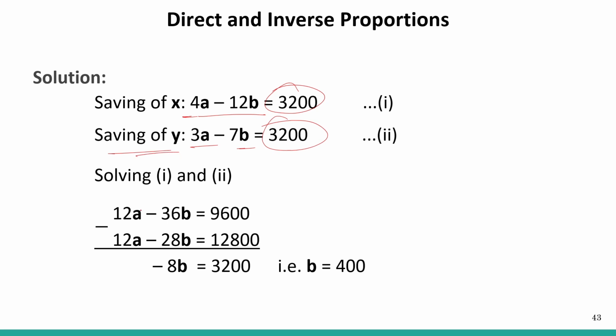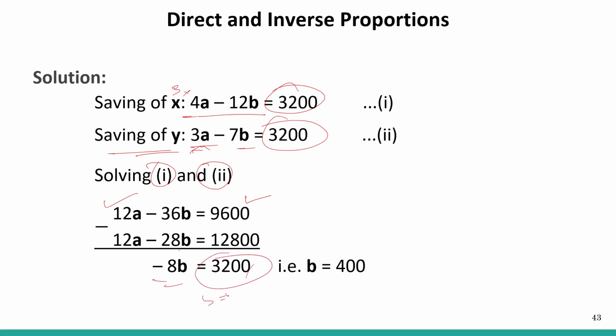That is the savings of y. So solving I and II, what we can do here is multiply this with 3 and multiply this with 4. Doing that, we arrive at 12a minus 36b is equal to 9,600, because we multiplied with 3. After multiplying the second equation with 4, we are left with 12a minus 28b is equal to 12,800. So subtracting 2 from 1, we are left with minus 8b is equal to 3,200.